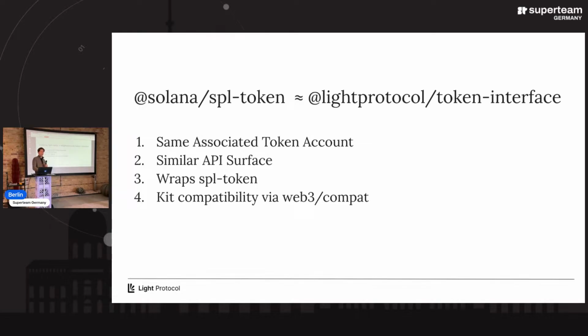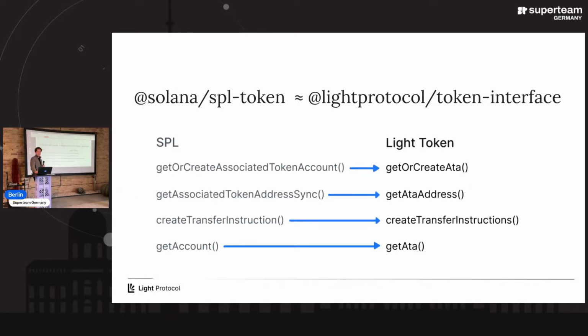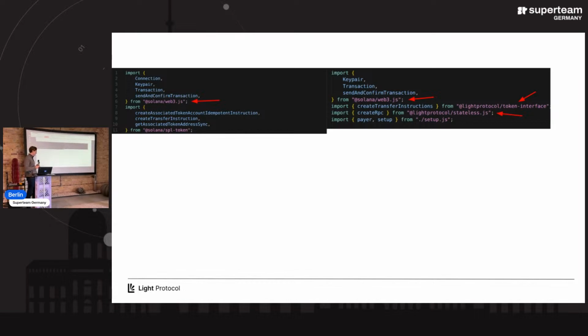And also looking forward, there's a new package coming soon that's natively compatible with Solana Kit, but currently you have this little workaround with Web3 compat. At a high level, this is sort of how it maps, just the methods itself. ATA is the shortcut sort of for associated token account, but you can see that it is pretty similar at a high level, and also if we are looking at the code itself.